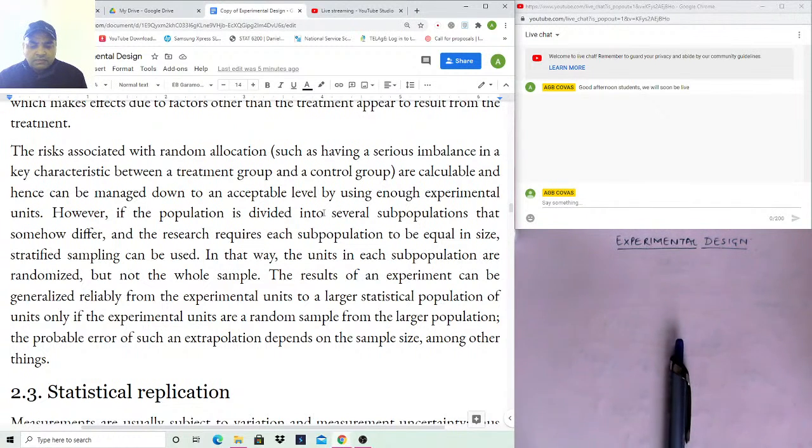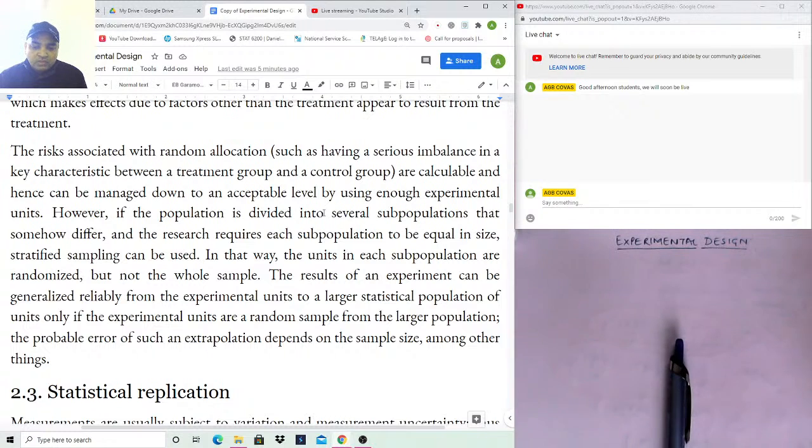Okay, say for example, you are randomly assigning and you are studying milk yield. So at the starting of the experiment, you may find that one group is having a higher milk yield and the other may be having a low one. So these are calculable things. You can manage them.